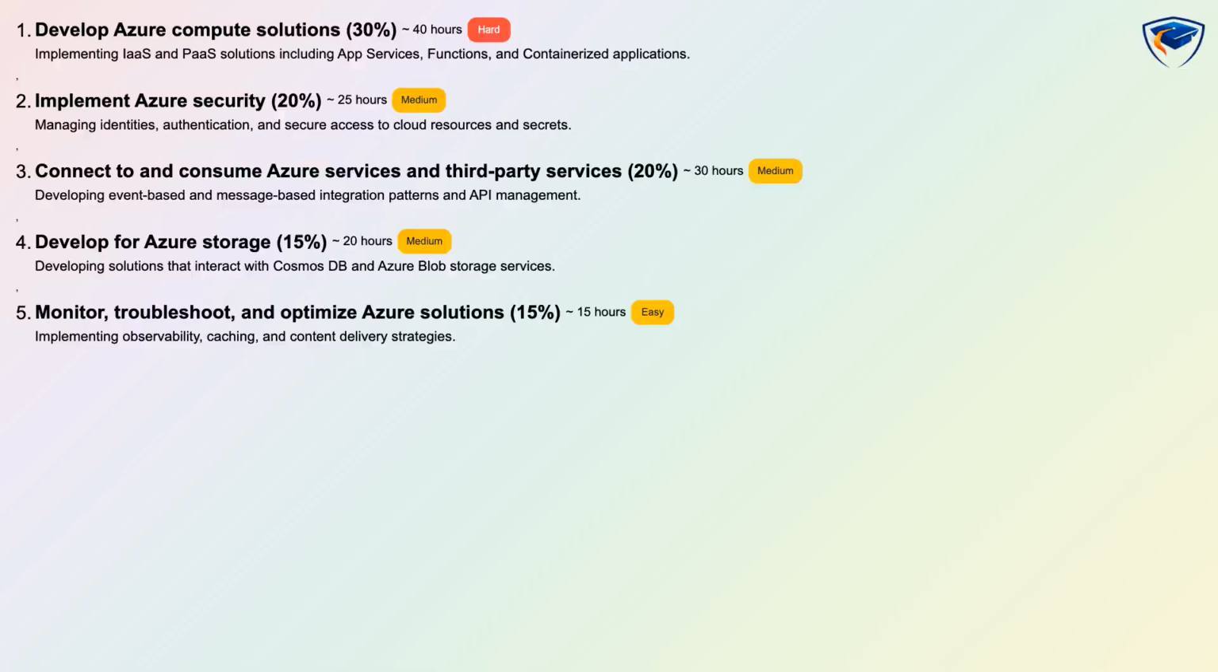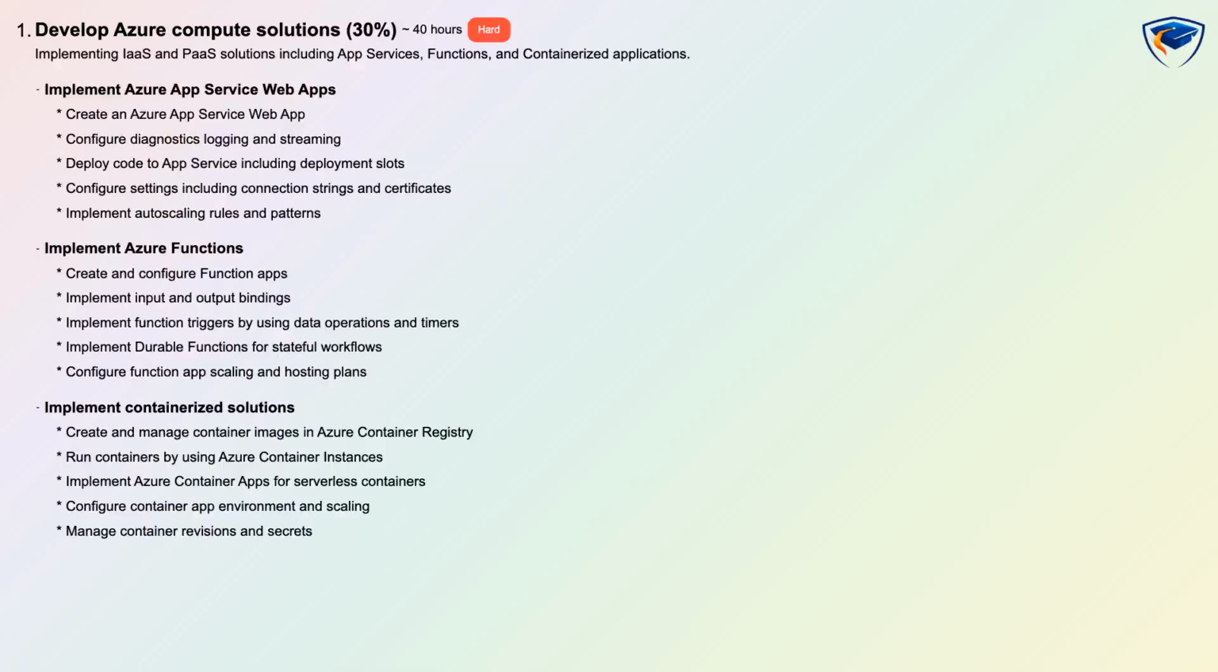The domains are weighted as follows: develop Azure Compute Solutions at 30%, implement Azure Security at 20%, connect to and consume Azure services and third-party services at 20%, develop for Azure Storage at 15%, and monitor, troubleshoot, and optimize Azure solutions at 15%. Let's start with the first domain, develop Azure Compute Solutions, which accounts for 30% of the exam.